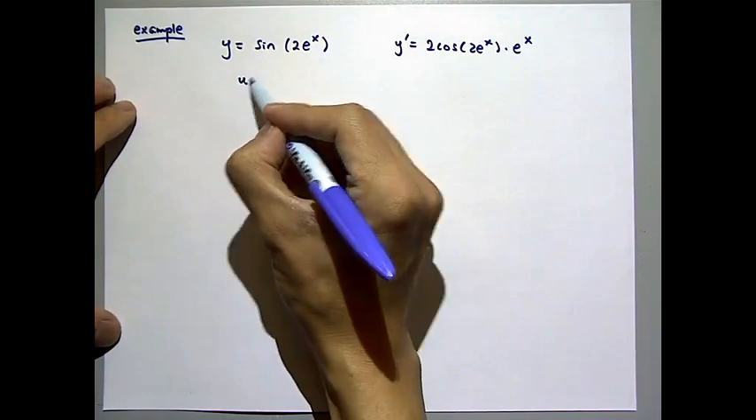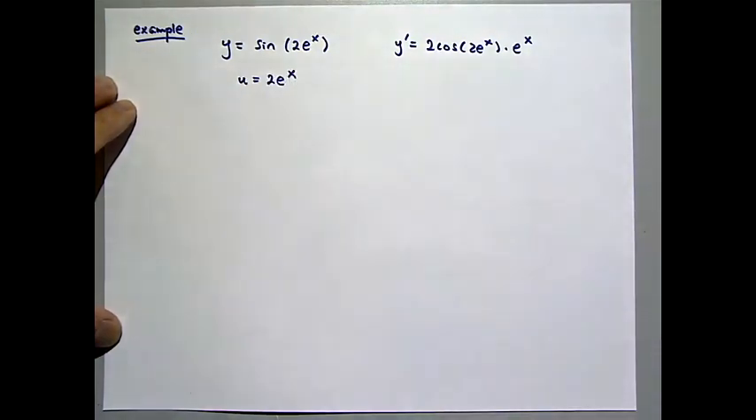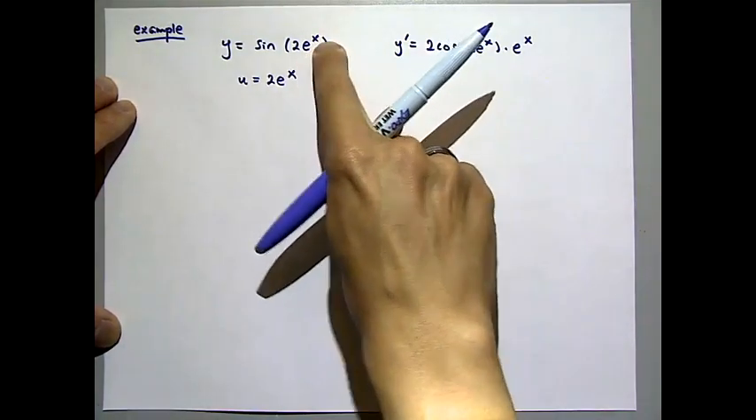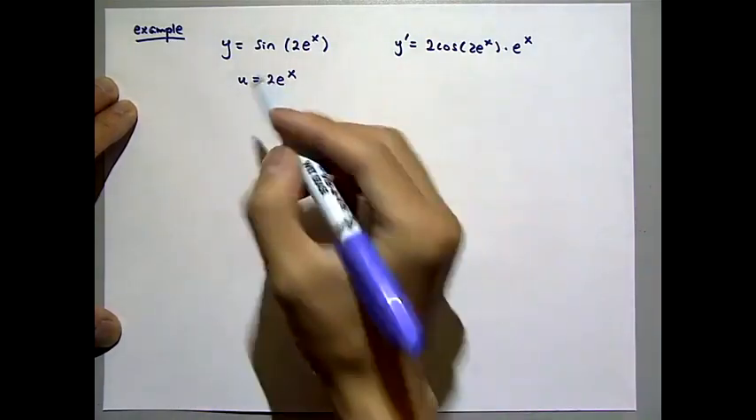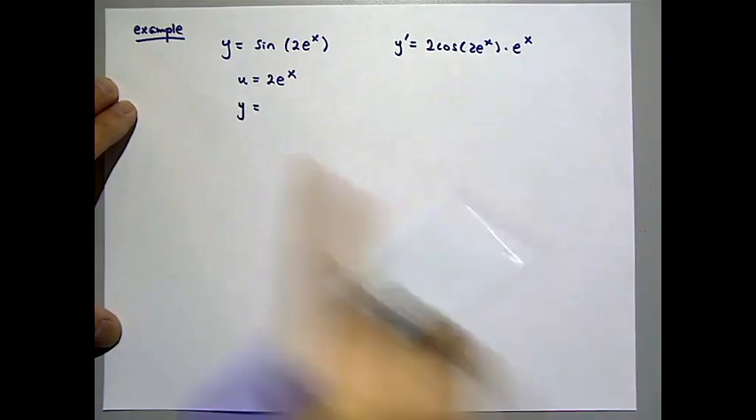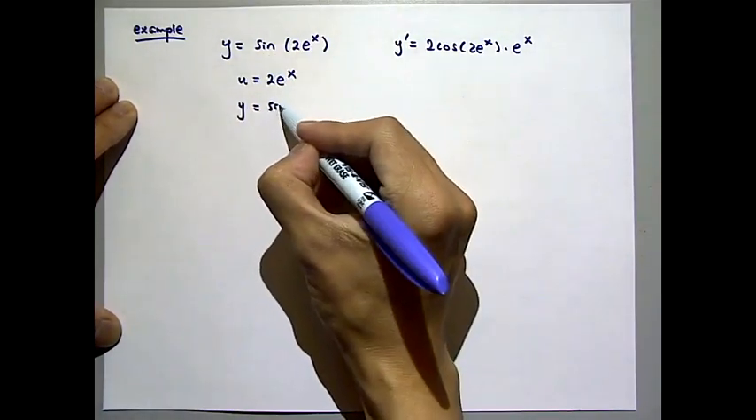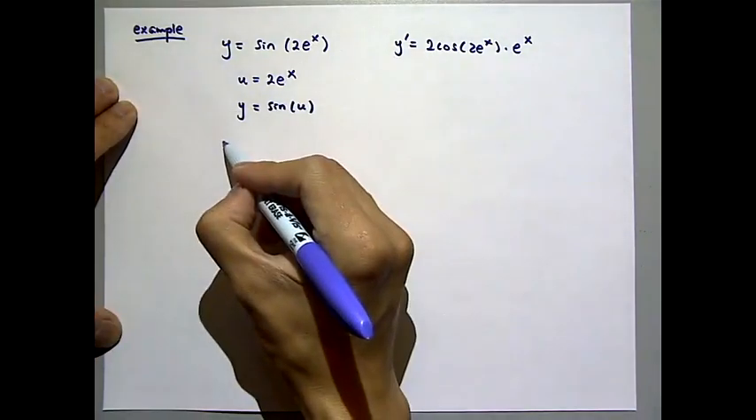Remember, identify the inside function. The first thing that you would do once you've chosen a number for x, if I've chosen x to be 3, for example, is raise e to that power and multiply by 2. So that's my inside function. Once I've identified that to be my inside function, y is just the sine of that, sine of u. So this is very, very similar to what we did in the last example.